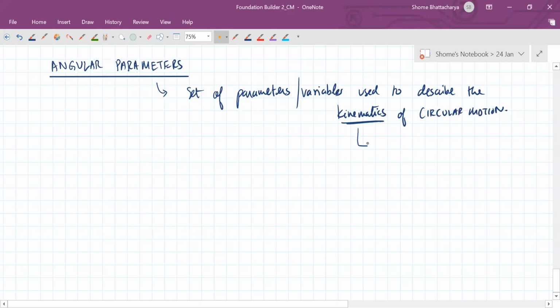Okay. Kinematics का मतलब क्या होता है? Basically the equations of motion. Like for 1D kinematics, you have those type of equations that if acceleration is uniform, v is equal to u plus at, etc. So that is for projectile motion. You have a set of equations like x is equal to u cos theta t, y is equal to u sin theta t minus half g t square. So like that for circular motion, we define the kinematics by a set of equations where we use a different set of parameters or variables, and those set of parameters and variables are called the angular parameters. So let's understand their definition.